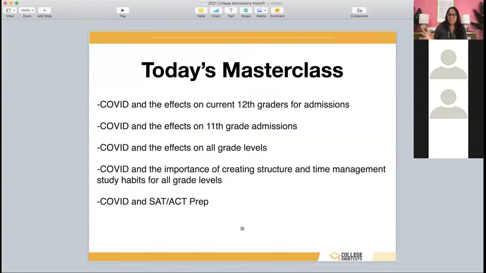So what I want to get into today specifically is the effects of COVID for 12th graders, 11th graders, all grade levels, and why it's so important to have structure and time management and study habits for all grade levels, as well as test prep. One of the big things that came up last year was how difficult it was to take the tests and how many colleges let it go. And now we have students trying to get all over the US to take a test. So I want to address that a little bit, because I've seen so many families feeling so much stress around exams and tests, and we don't want to feel stress around it.